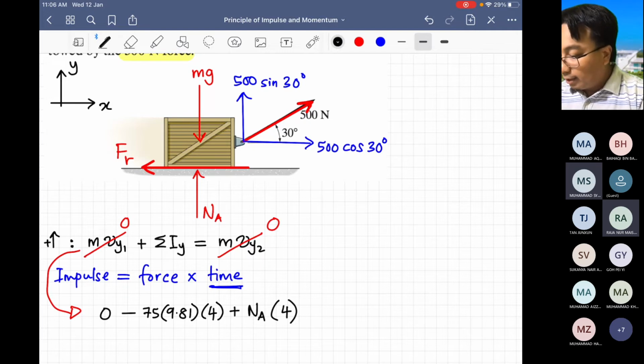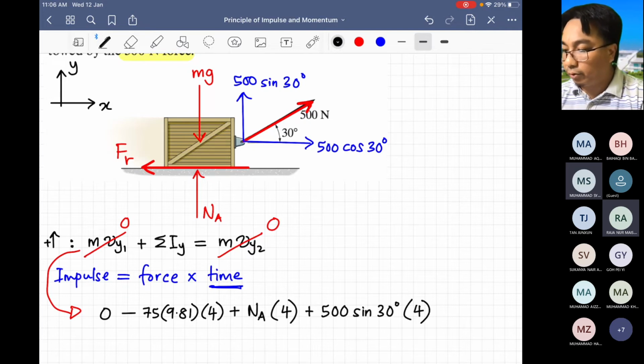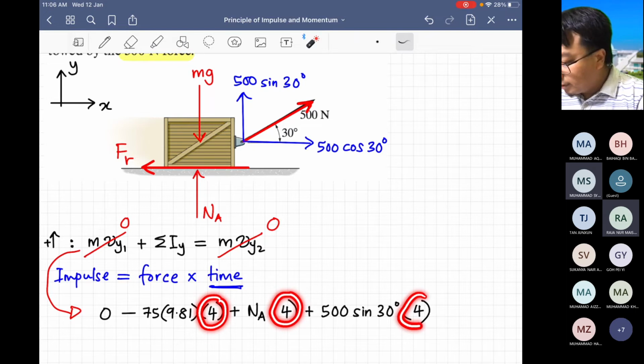And then kita ada 500 sin 30. So plus 500 sin 30 degrees times dengan 4. Semua kena darab dengan 4. Kalau you notice kat sini, this is time, this is time, this is time.